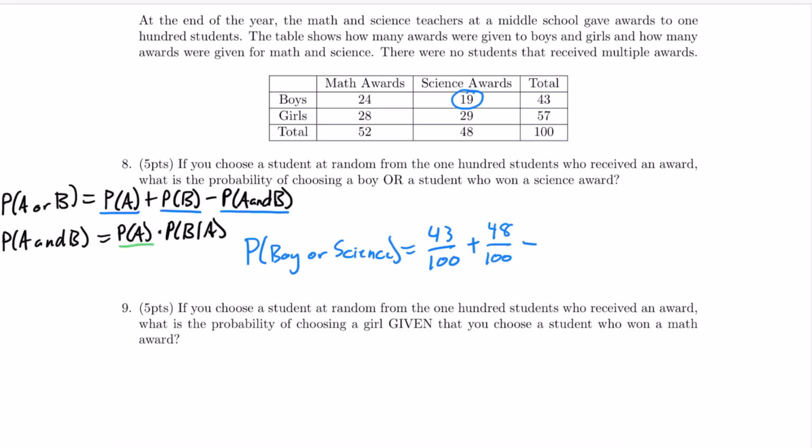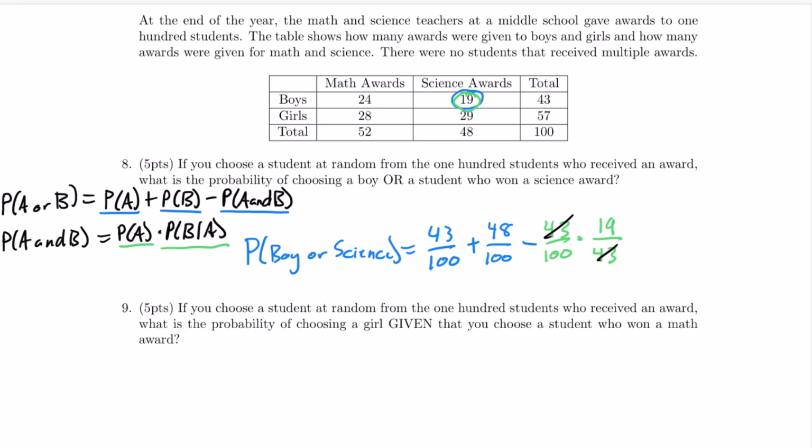So to do this, I would take the probability of the first event, so in this case, the probability of choosing a boy, 43 out of 100, and then I would multiply that by the probability of choosing someone who won a science award, assuming that you choose a boy. So if I only have 43 boys to choose from, and 19 of them won science awards, that would be the calculation for the probability of choosing someone who is a boy and won a science award. And you can see that when you calculate this out, 43 divided by 43 cancels out to 1, and you get that 19 out of 100 that I mentioned earlier that you can find just by looking at the table.